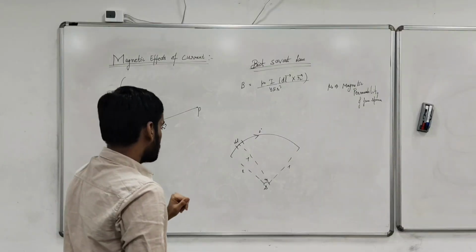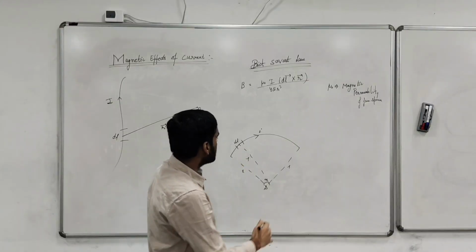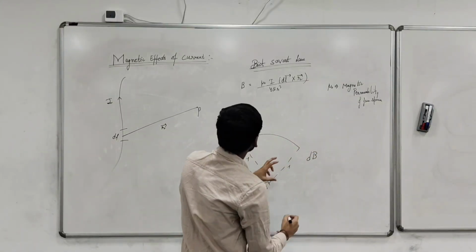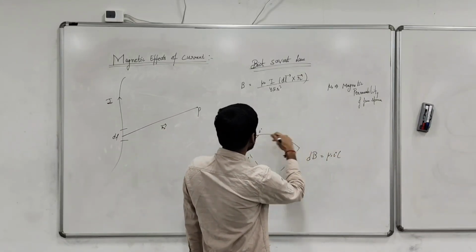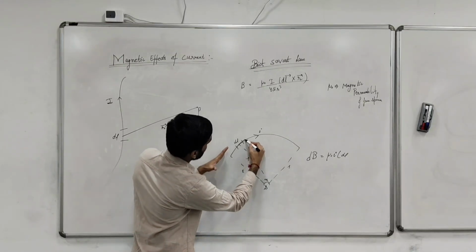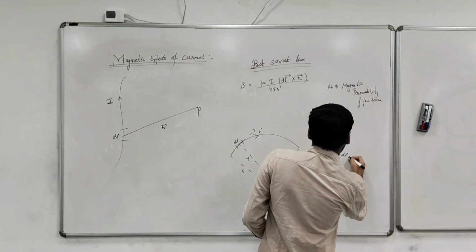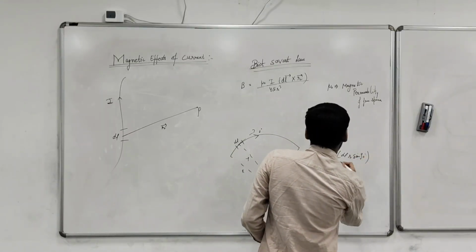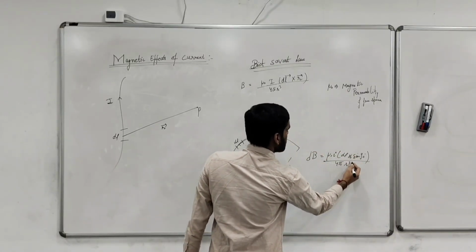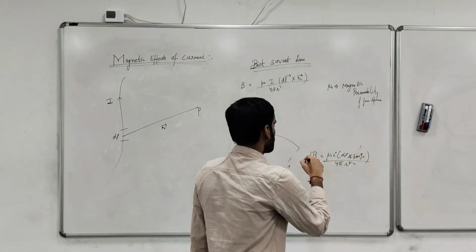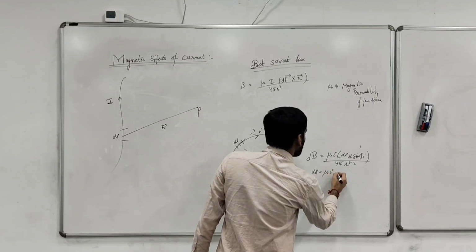The magnetic field produced by this current element at point P is given as dB = mu naught I dl, and obviously dl is tangential and r is in the radial direction, which are perpendicular to each other, so dl r sine 90 over 4 pi r cubed. This r will cancel, and sine 90 turns out to be 1. So we get dB = mu naught I dl over 4 pi r squared.